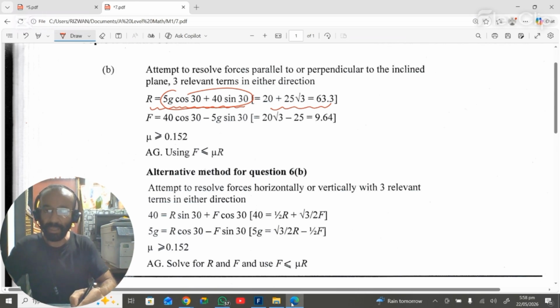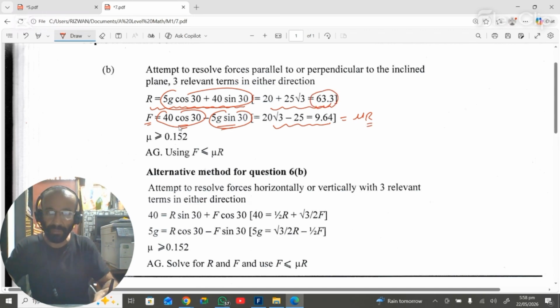And the second thing is the upward component, that is 40 cos 30, will be equal to mu R, that is F, plus 50 sine 30. After resolving these two on the calculator, you will get this answer. This is equal to F, which means mu R. So you take this value equal to mu R, and R's answer is here. You put the value of R here, and after solving you will get this answer.